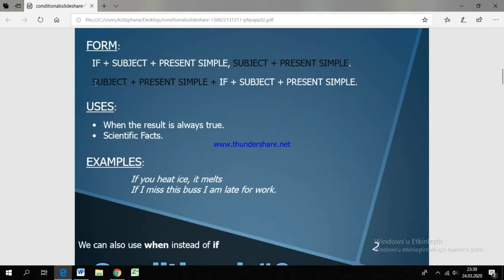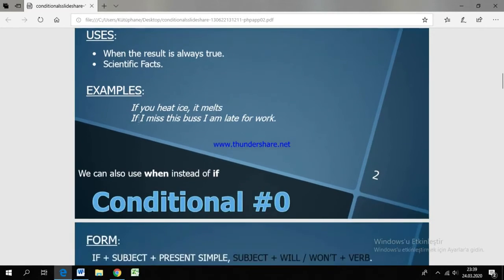All right. So as I always say, before the form we need to focus on the use. Why do we use it? Why do we need to use it? We use it for scientific facts or when the result is always true. So we've got 2 examples over here. If you heat ice, it melts. They forgot the full stop over here. If I miss this bus, I'm late for work, which is a certain fact.